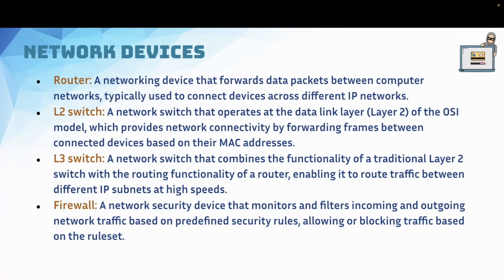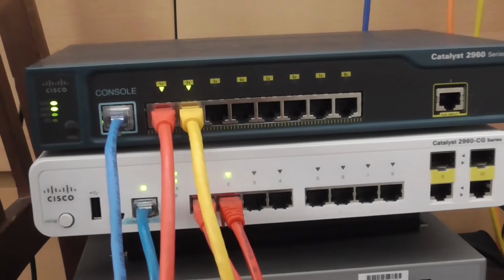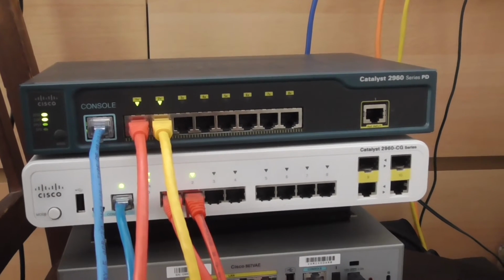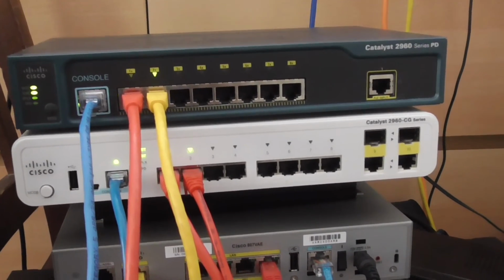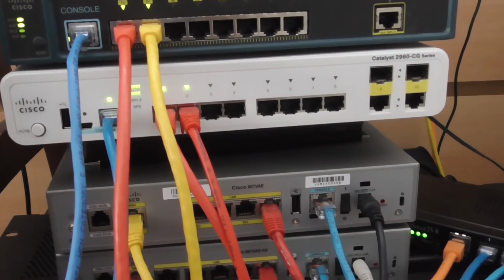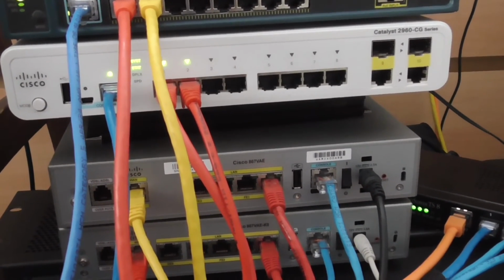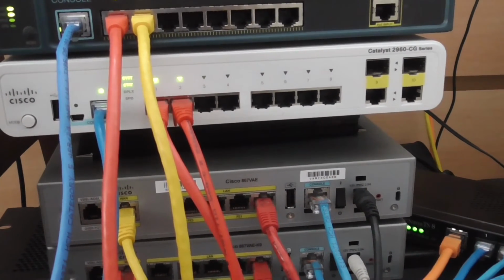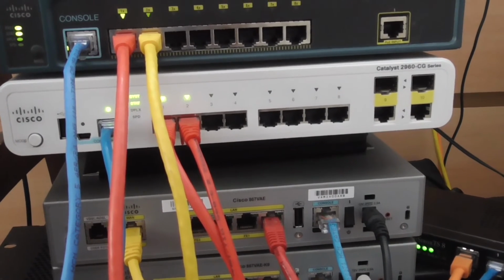A switch, on the other hand, you have your level 2 and level 3, of course, but this is going to operate at the data link layer or layer 2, and it's going to provide network connectivity by forwarding frames between connected devices based on their MAC addresses. The layer 3 switch, on the other hand, is a network switch that combines the functionality of a traditional layer 2 switch with routing functionality. So a switch, you can see, sort of like a dumb little switch. It's going to switch a network.